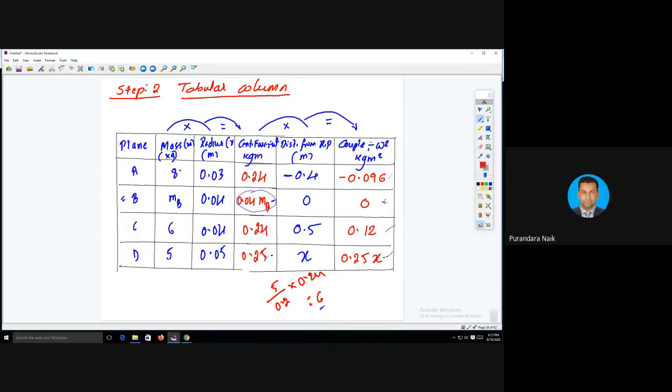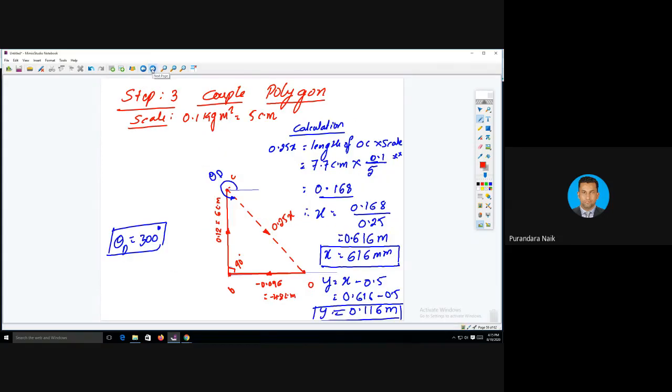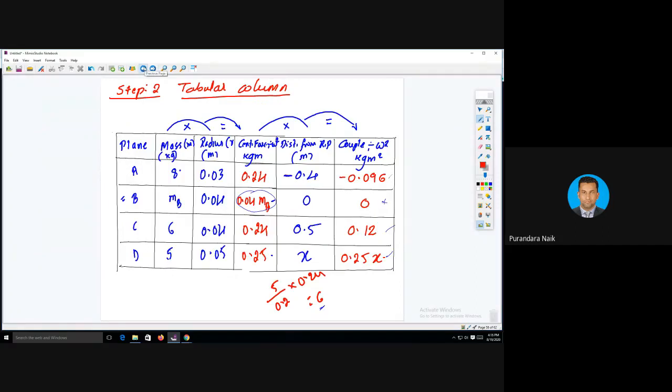After this, go to the table. We have 0.2 pi, 2 pi length. What is the angle of D? Mass D. Go to the couple polygon diagram. Here mass D is 300. That's why angle of D is 300. But we know the mass as well as angle. What is the mass? 0.2 pi.